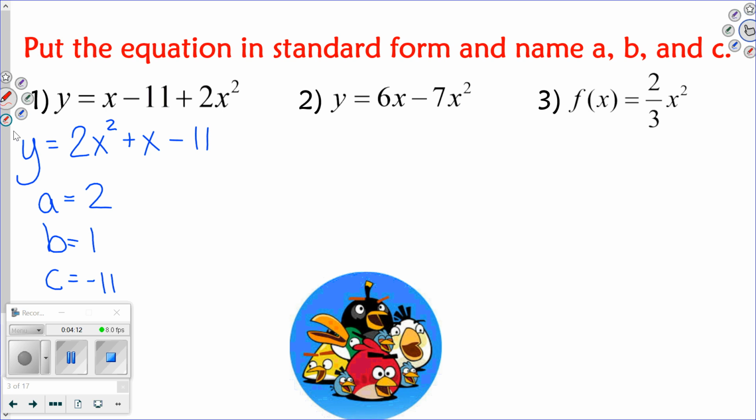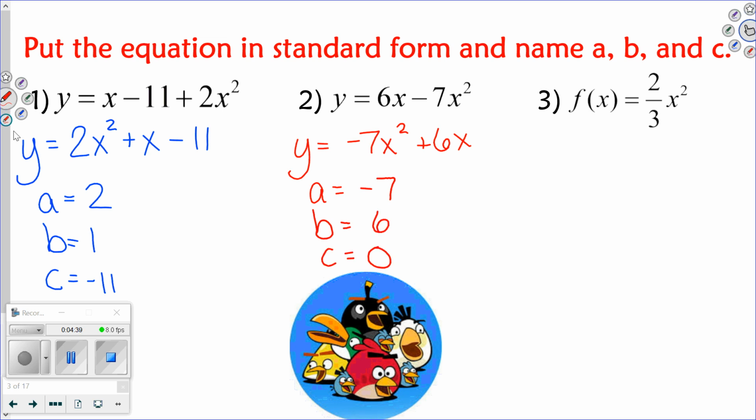All right, number 2, Jacob, what order should that be in? Good. Corbin, what's my A value? Just 7? Negative 7. There you go. How about the B? Can you tell me that one too? Do you know what the C is? Very good. All right, number 3.